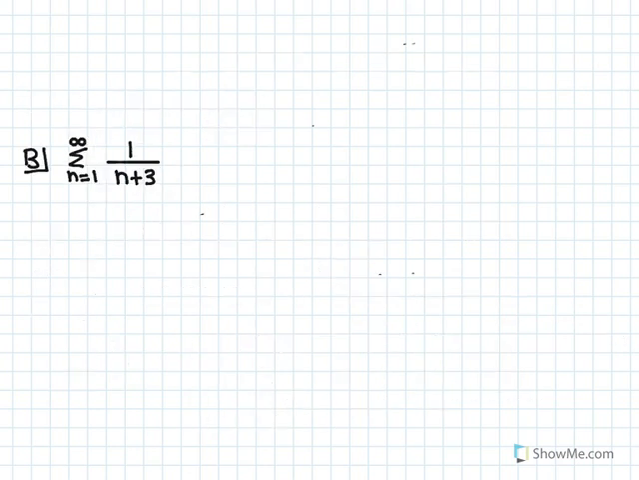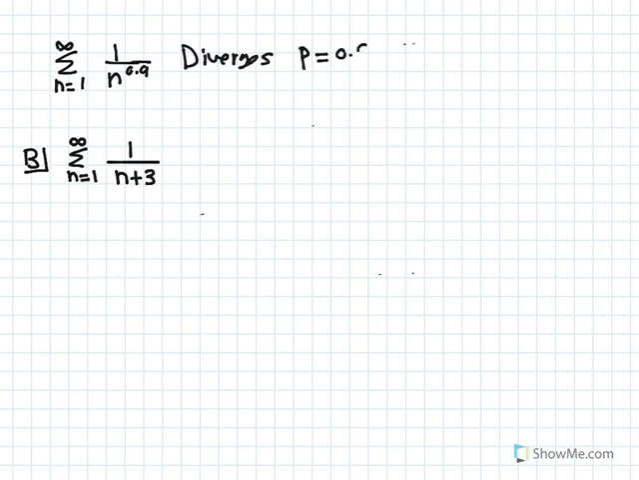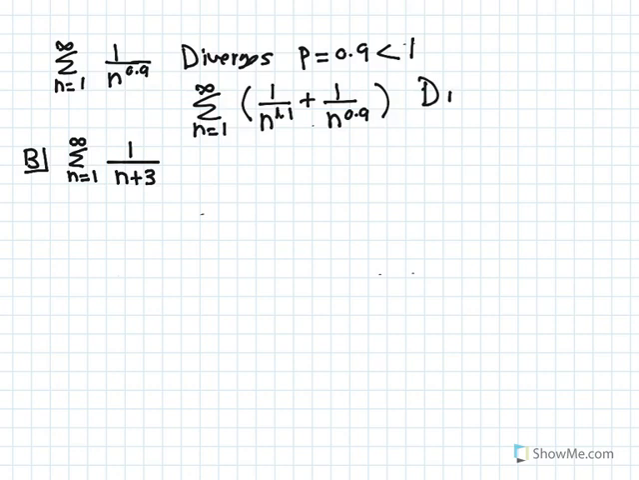Alright, so the key concept is the reason that the whole series diverges is because summation n equals 1 to infinity 1 divided by n to the 0.9 diverges. It diverges because the value of p is equal to 0.9, less than 1. For this reason, the entire series will diverge. N equals 1 to infinity 1 divided by n to the 1.1 plus 1 divided by n to the 0.9, this entire series will diverge.